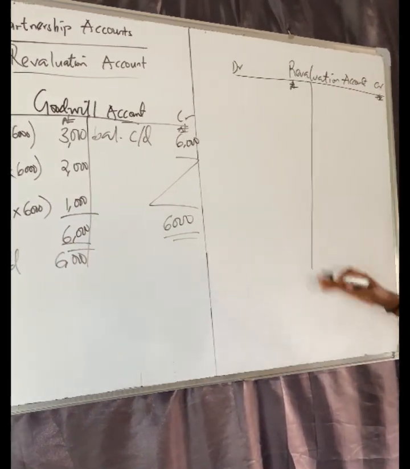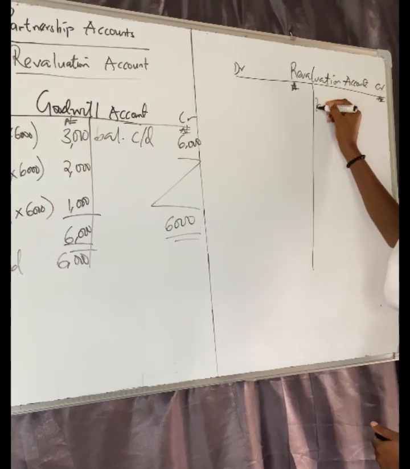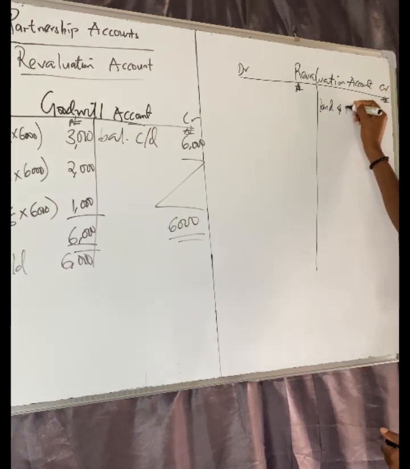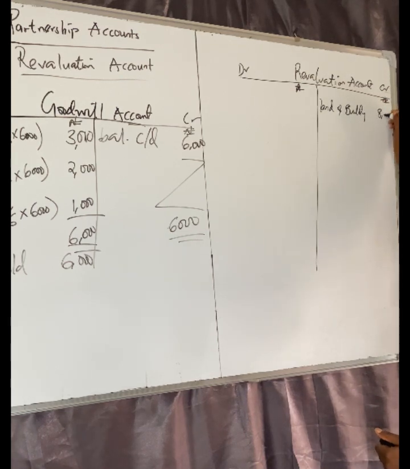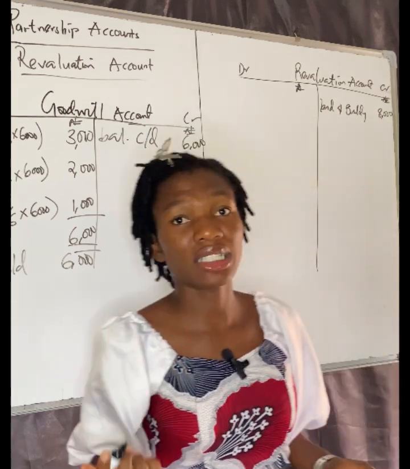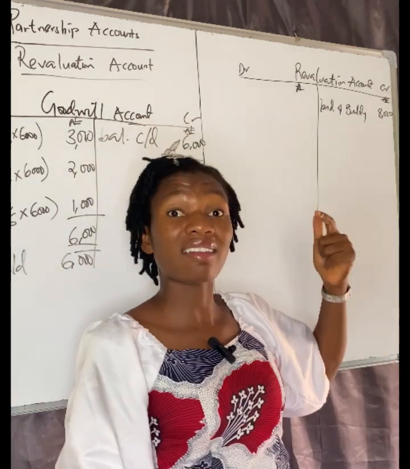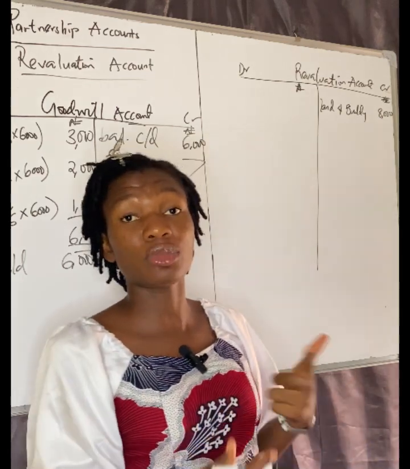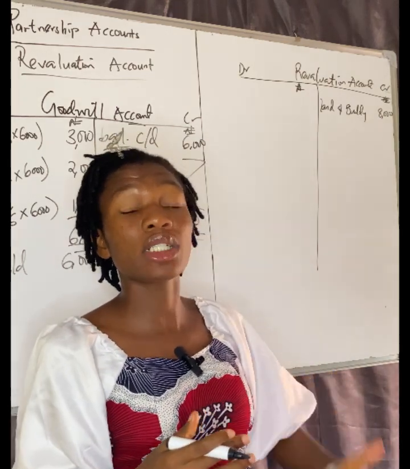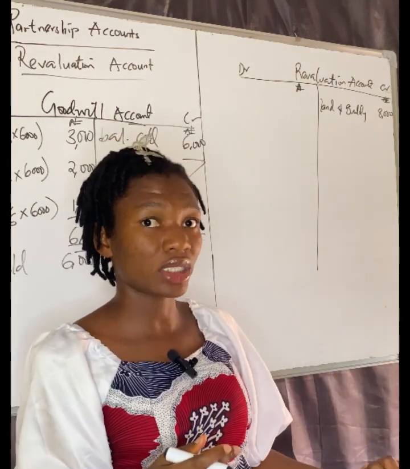We are going to be crediting our revaluation account for land and building. So this is how we revalue, okay? For land and building, we're going to be bringing in 8,000 naira. Like I said, once you are crediting this account, it means you are debiting the land and building account, so that we can increase from 10,000 naira to 18,000 naira, okay?